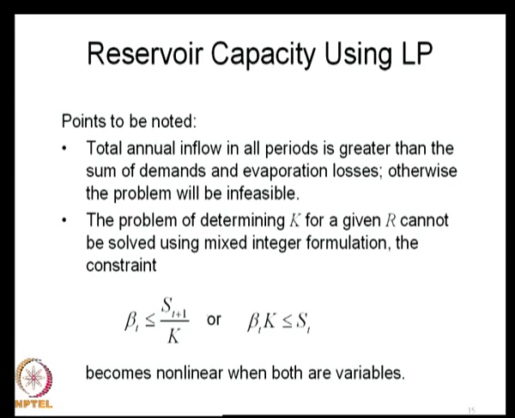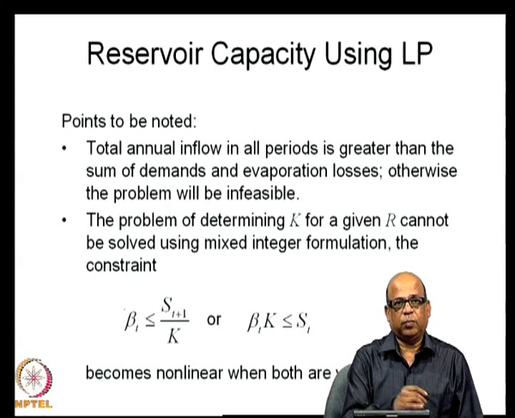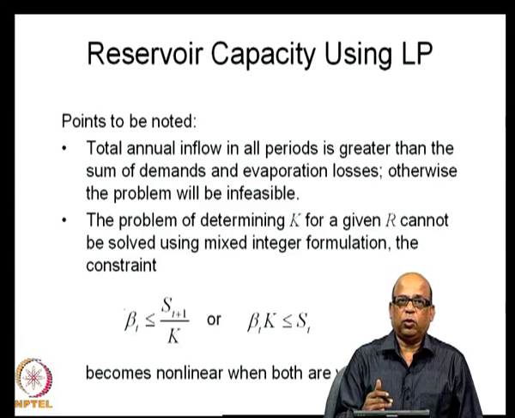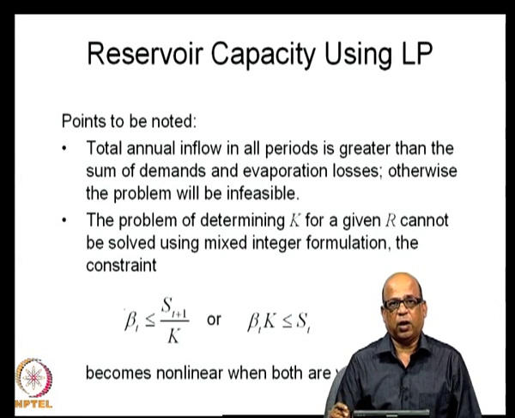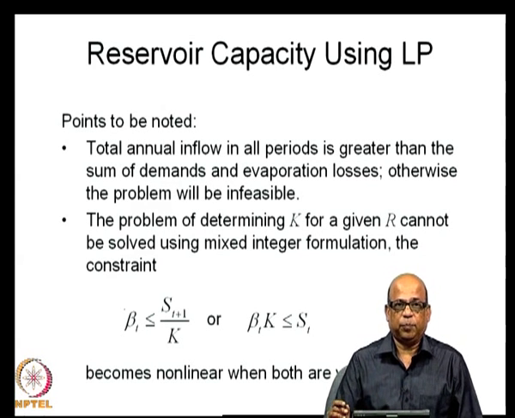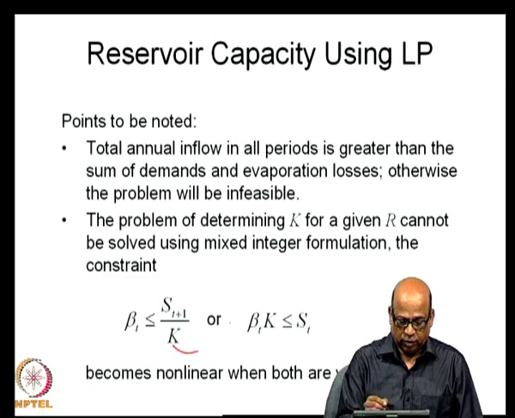Then the problem of determining K. Let us say that you wanted to use this logic that I just explained about the integer variables, not for the storage yield function where you are looking for maximization of R, but for minimization of K, in which K would have been a decision variable. If this was the decision variable, then what happens?